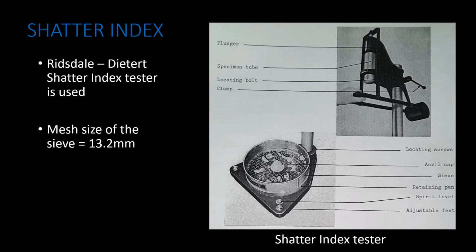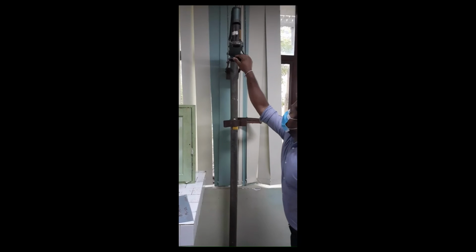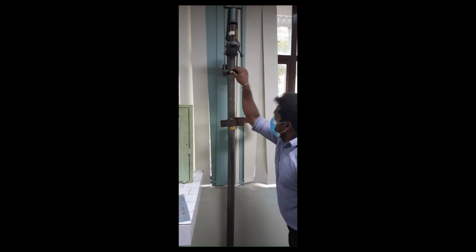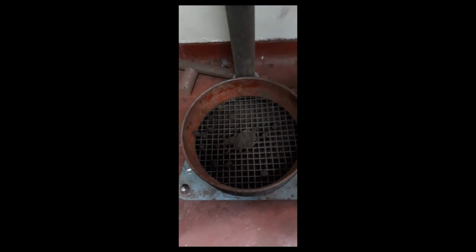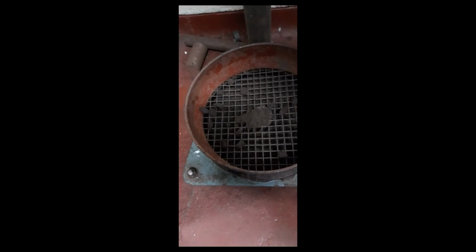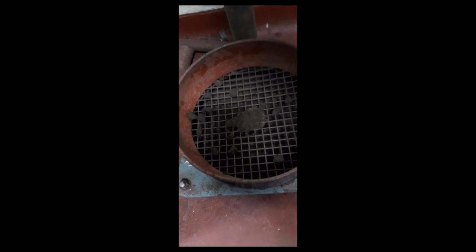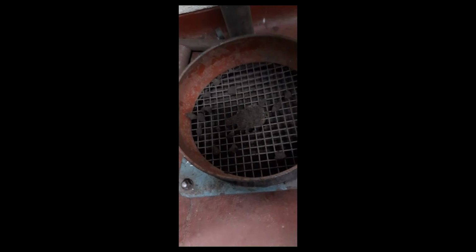This shatter index tester is used to measure the shatter index. The prepared test specimen with the specimen tube is located in the shatter index tester. When we pull the handle, the sample falls onto the steel anvil cap. The distance between the anvil cap and the sample holder is 6 feet.